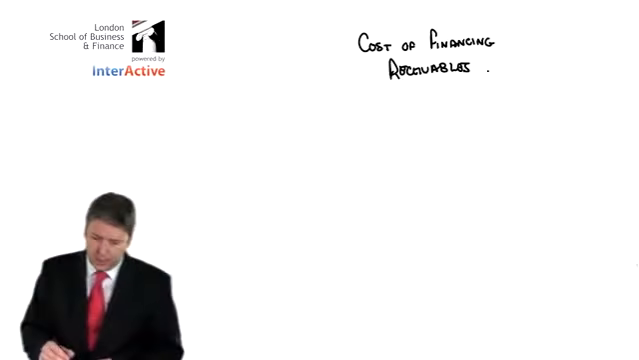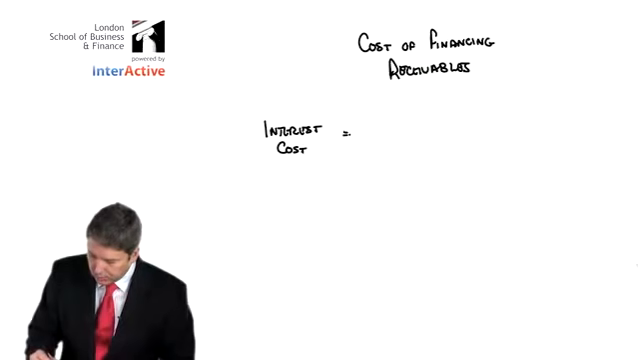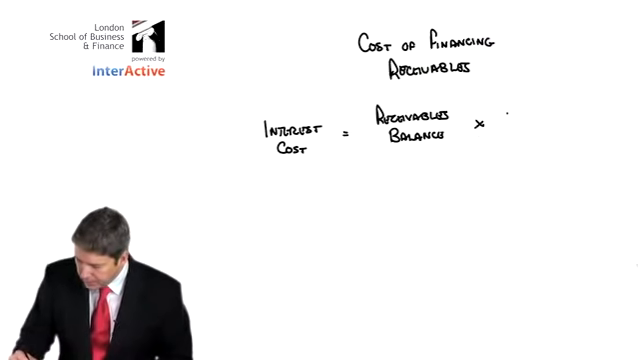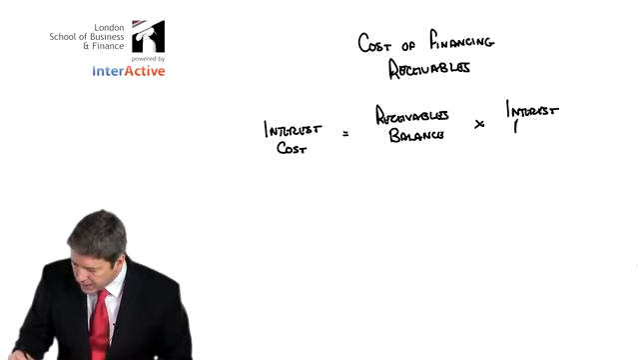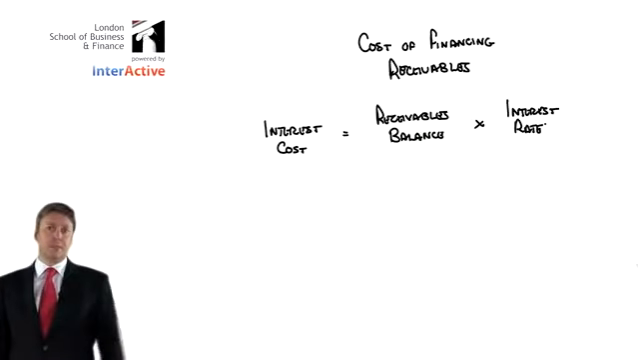So very simply, all we need to know is this. The interest cost equals the receivables balance multiplied by the interest rate. And quite often, the interest rate is given as the overdraft rate, which makes life simple.